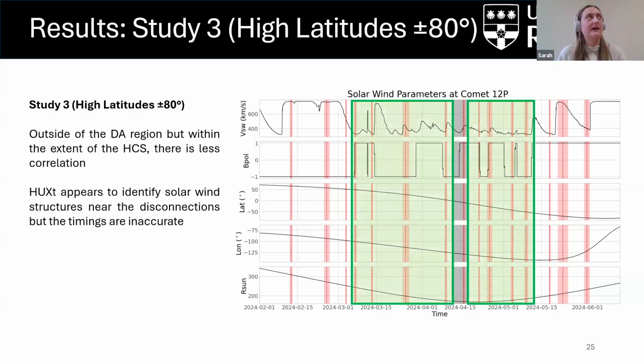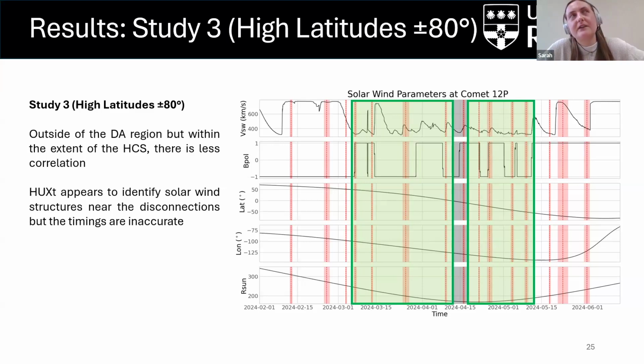Next, we look at this region. You can see in the second panel the changing of the magnetic field polarity. You can see this distinct region in the middle where the magnetic field is changing quite a lot, but outside this region, it's not really changing at all. So we decided that this is the extent of the current sheet. The comet was previously above it, then it was crossing it multiple times, and then it went below it again. So yeah, we focused on this region next, which is outside of the data assimilation region, but within the extent of the current sheet.